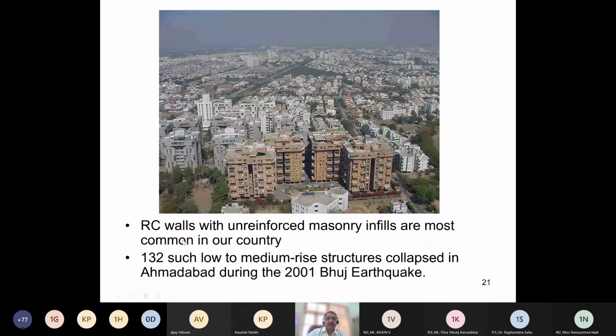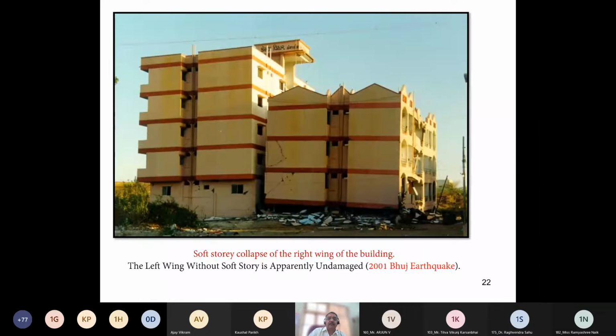RC walls, reinforced concrete construction with unreinforced masonry infills, are most common in our country. And during the 2001 Bhuj earthquake, 132 such low to medium rise structures collapsed in the city of Ahmedabad itself. Soft story collapse of the right wing of the building. This is actually at the same level. However, in the ground story, you had an opening for parking or some other purpose. So this ground story has collapsed because of the low stiffness.